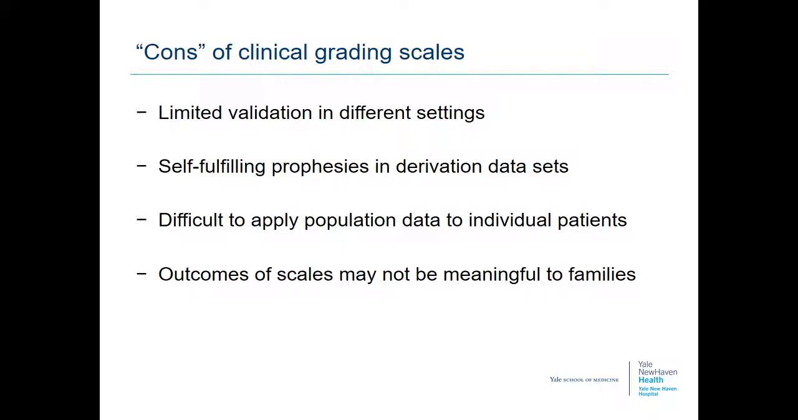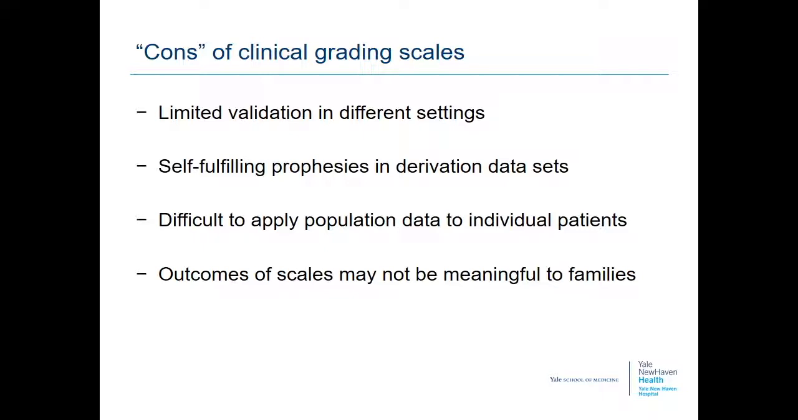I think a major point of the chapter on prognosis and neurocritical care on call is to really focus on the cons of clinical grading scales, even though they do have a purpose and there's a reason why many of them exist. In terms of using them in clinical practice, one has to have some reservations. Many of them, especially in neurocritical care, have limited validation in different settings and different practice environments.